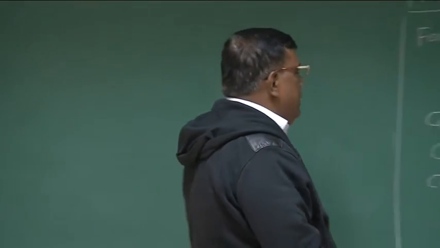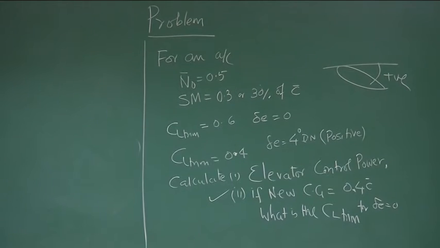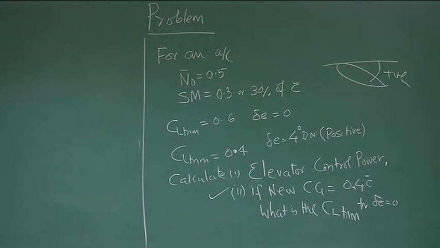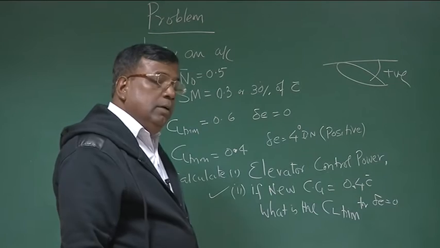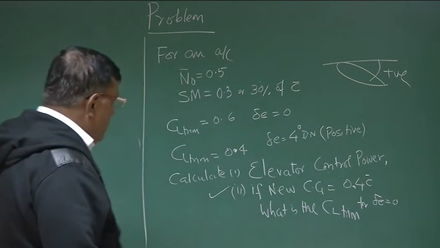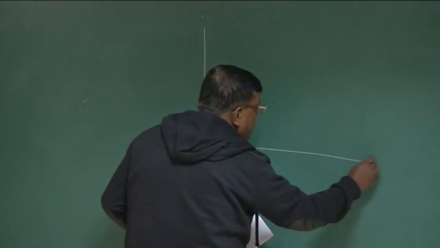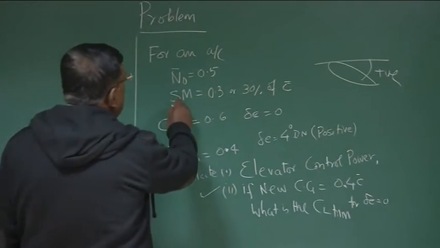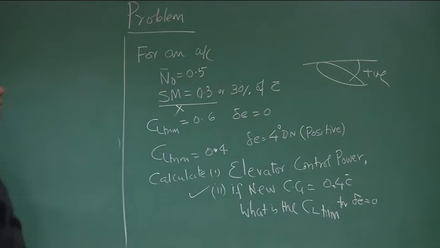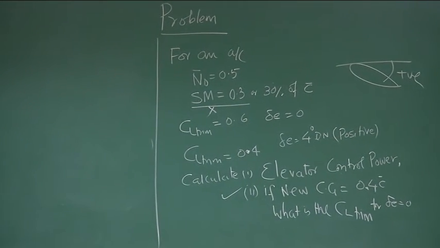Now the second part we'll attack. The second question, let us check here. If new CG is 0.4 C, that is new CG location is 40% of the mean aerodynamic chord, what will be the CL trim for delta E equal to 0, right? That is the question we are going to ask. Now new CG location means the dCm by dCL, whatever was earlier given, is no more valid because now CG has changed. Okay, a new CG. So CG has changed, static margin will change.